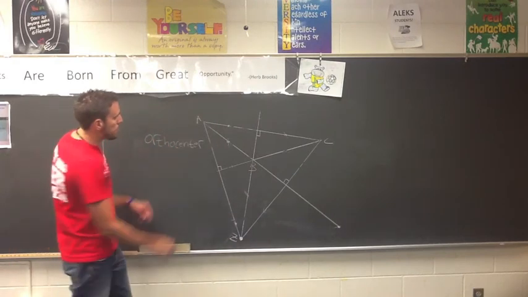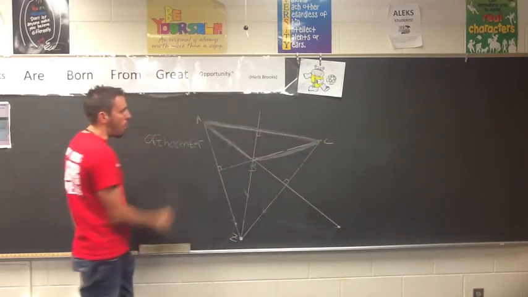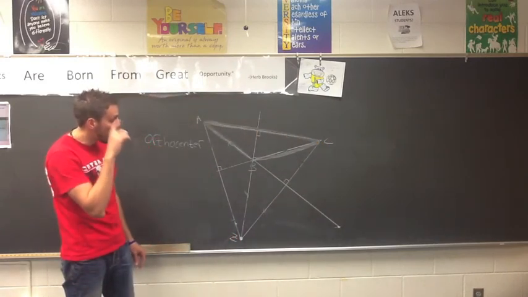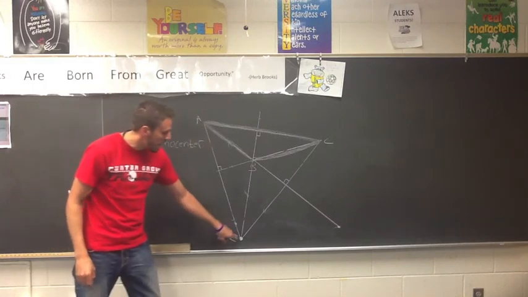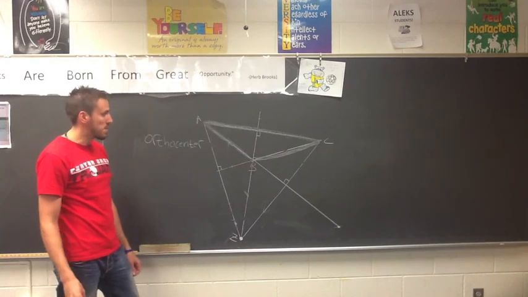So the original triangle, which is this guy here, when you constructed all three of the medians, or I'm sorry, all three of the altitudes, they intersect outside the triangle because it's an obtuse triangle. So that's a special case.